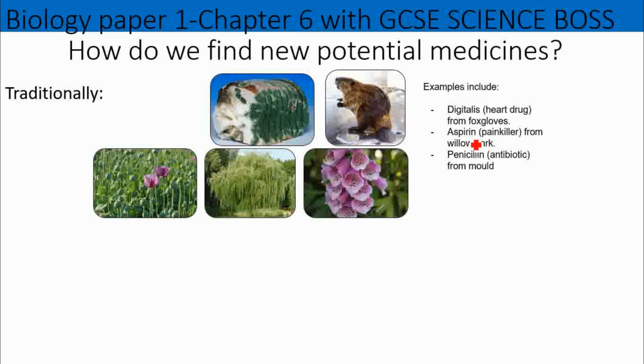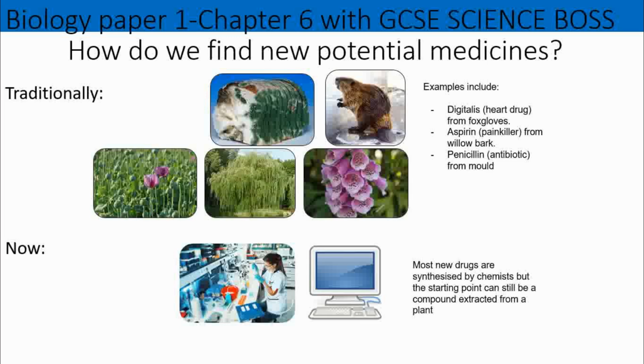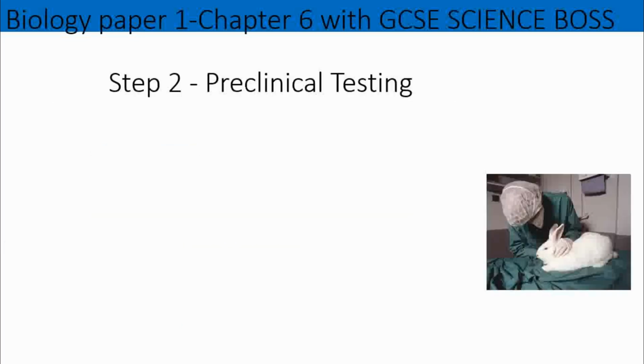Here are some examples. Aspirin comes from willow bark, which is a plant. Penicillin was discovered from mold. There's an interesting story behind that. Digitalis, which is a heart drug, comes from foxglove, which is a plant. So that's traditionally. Now most of the drugs are synthesized inside a lab, and then they extract the compound which is needed or which is taken from the plants.